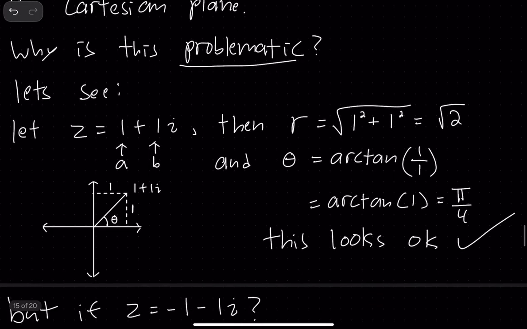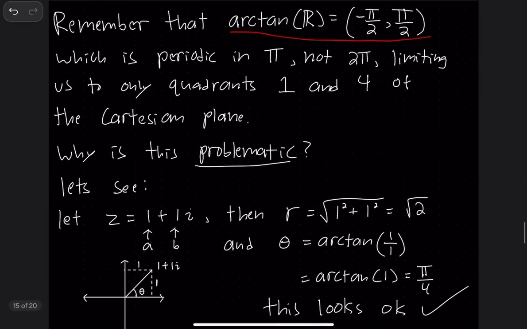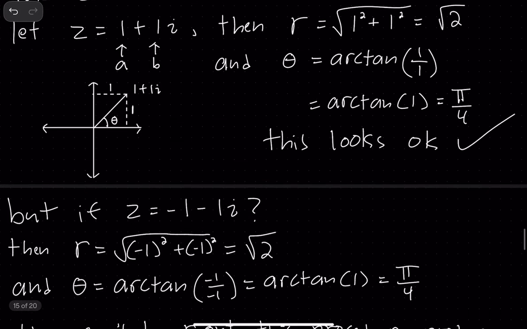So let's say we have a complex number, 1 plus 1i. So our magnitude of that vector is just going to be the square root of 1 squared plus 1 squared, which is just square root of 2. And then theta is just going to be, from up here, we'll use this rule, arctangent of b over a, so arctangent 1 over 1, which is just pi over 4. And this looks okay. Like, this is theta, so this would be pi over 4, that's what the angle would be. Okay, so all's well and good.